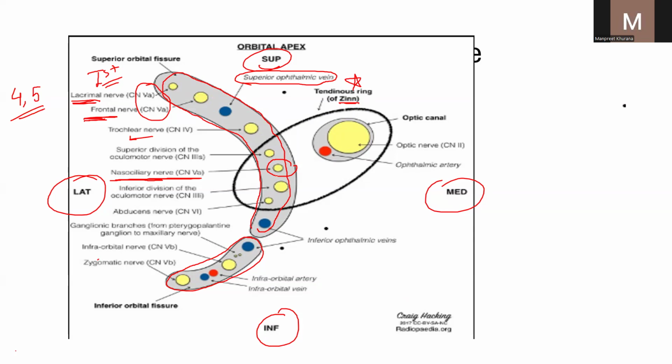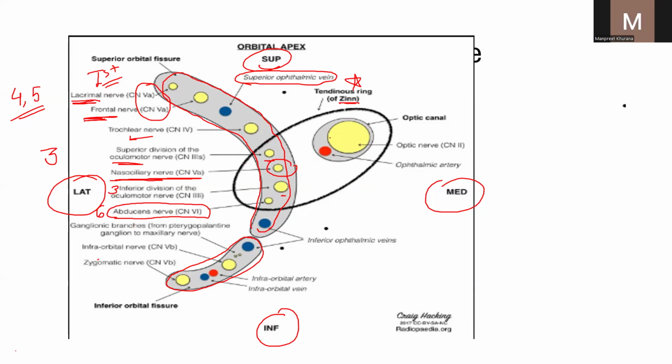Now, if we go to this part, here we have the superior division of the oculomotor nerve. So the oculomotor nerve is cranial nerve number 3. It has two divisions, superior and inferior. So the superior and inferior divisions of the oculomotor nerve pass through this aspect. Apart from that, we have already seen the nasociliary nerve, right? And also the abducent nerve. The abducent nerve is number 6. So all in all, cranial nerves number 3, 4, 5 divisions and 6, all of them pass through this superior orbital fissure.